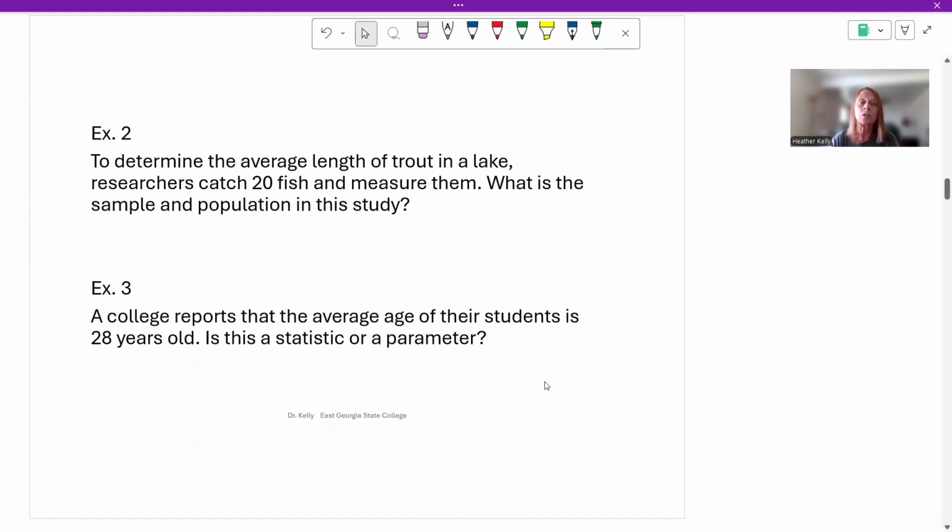This example says to determine the average length of trout in a lake, researchers catch 20 fish and measure them. What's the sample here? And what's the population that's being studied? Okay. And here's the cool thing about statistics: honestly, there are really no hard and fast right or wrong answers. A lot of times you can defend whatever you think your answer should be because that's just the way you were thinking about it.